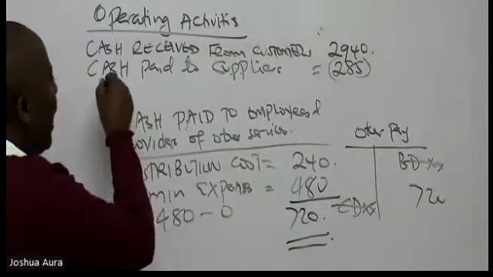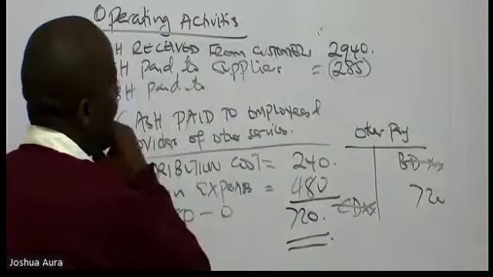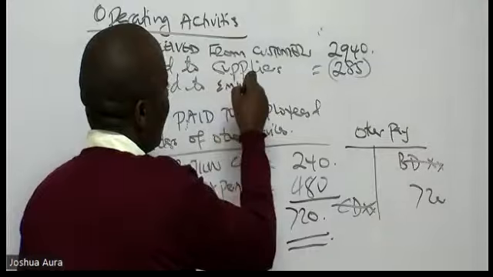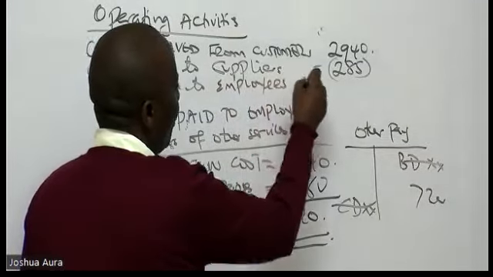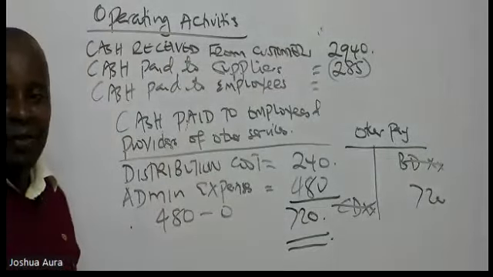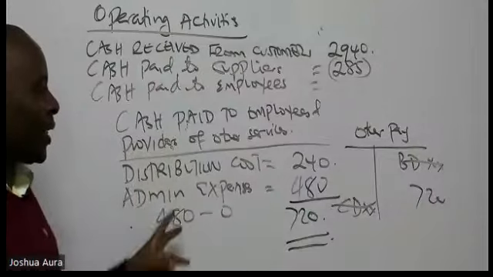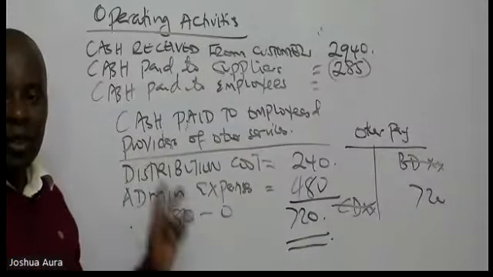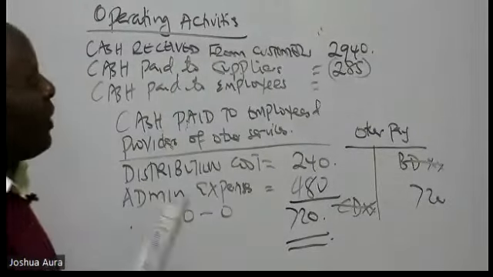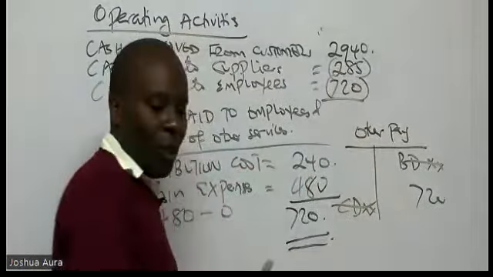And then we have here cash paid to who? To employees. We just leave it there. But I know that in terms of admin, we normally put rent, there are very many things there. That's why we are calling it in full, cash paid to employees and providers of other services, which you guys have given me a figure of 720. So please subtract there.